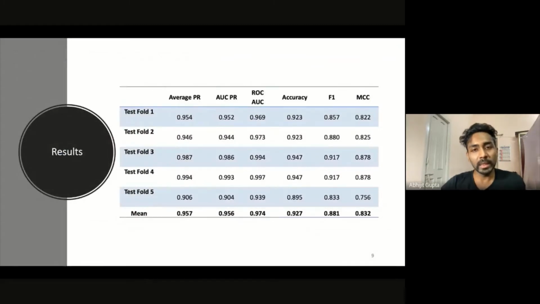And you could see here the performance of the algorithm on all different 5 test folds. You could see we obtain consistent score across all of them. And we also obtain a very high MCC score of 0.83 along with high accuracy and performance across all different metrics.